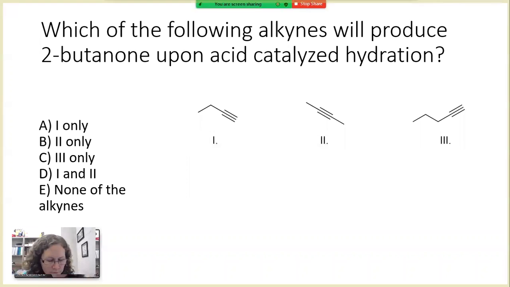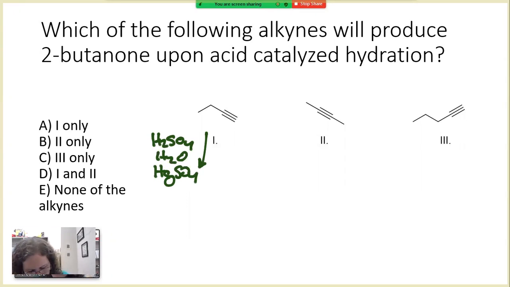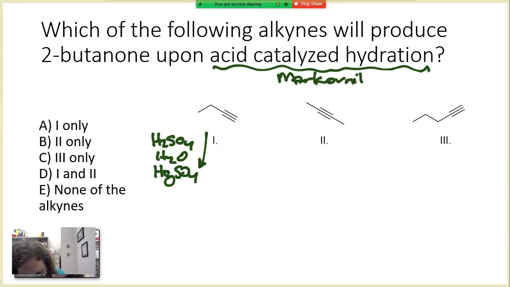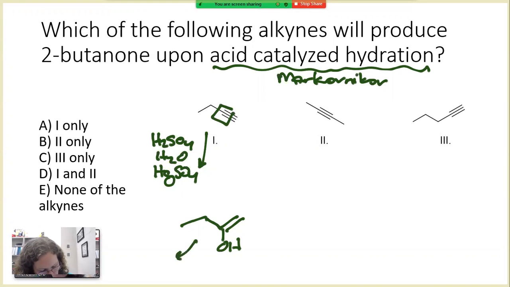So the first molecule, if we were to treat it with the reagents that we need for acid catalyzed hydration, we've got H2SO4, H2O, and mercury sulfate. In this case, the key idea is that acid catalyzed hydration has Markovnikov addition. And so the enol that we would make in this instance would look like this. It's going to add to the more substituted position. And from here, we would make this ketone as our final product.